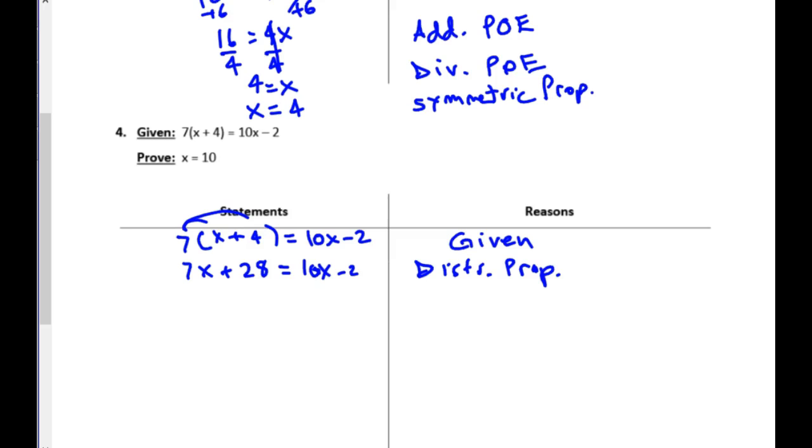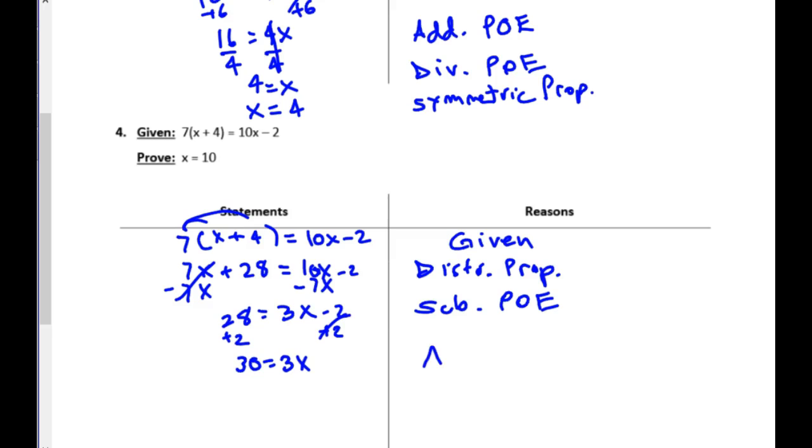Next step. Everyone's with me? Get rid of one of your x's, your smaller x. Let's subtract 7x on both sides. That gives me 28 equals 3x minus 2 because of the subtraction property of equality. On the right-hand side, what's my loner? The minus 2. How do I get rid of minus 2? Plus 2 on both sides. So that's addition property of equality.